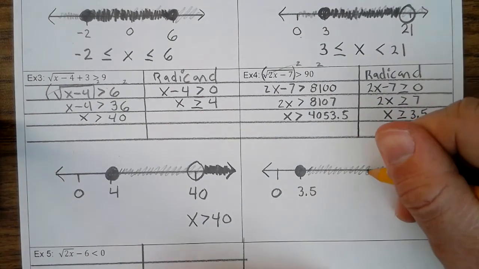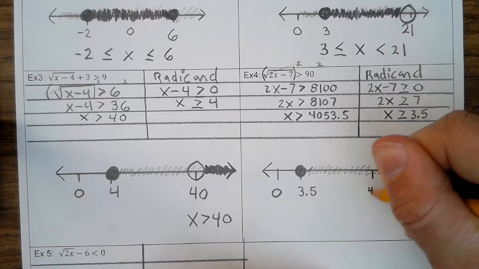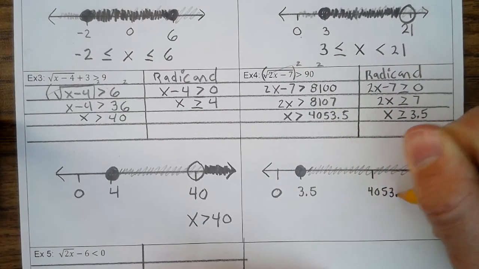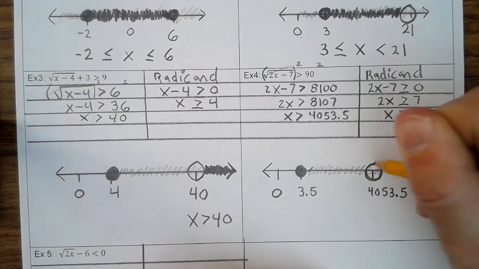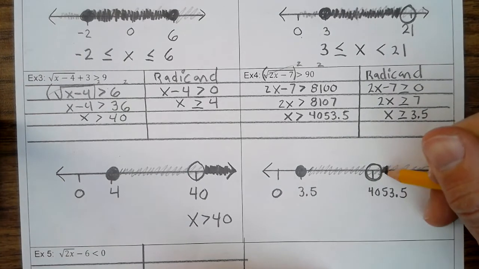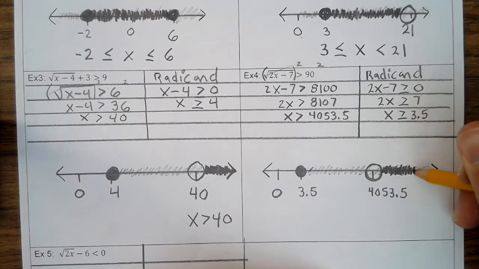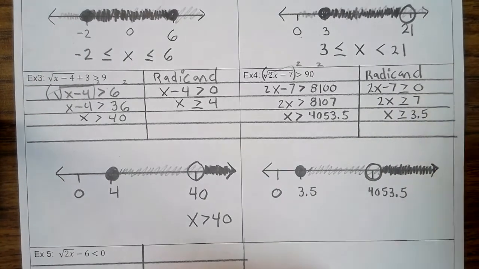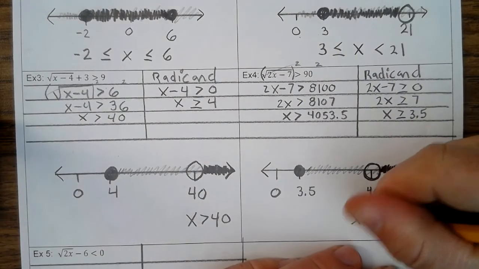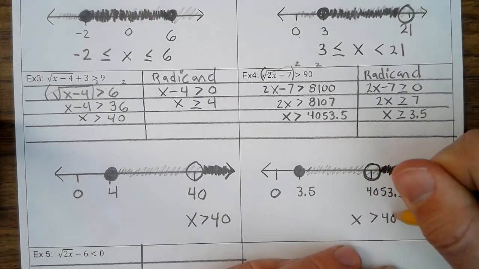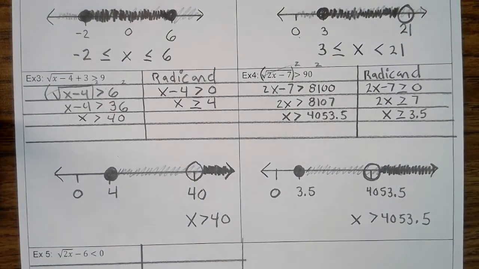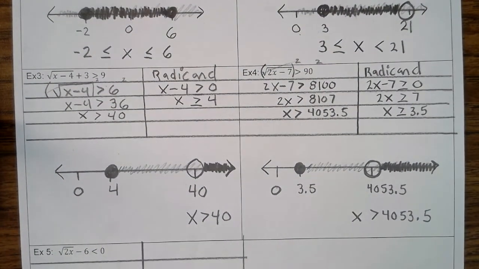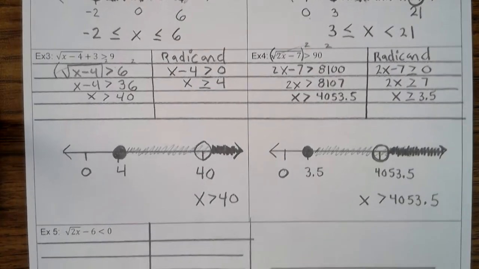And then 4,053.5. Open circle, because there's no line underneath. We shade to the right. So again, we only shade the overlapping region. So x is greater than 4053.5. All right, let's do the last example.